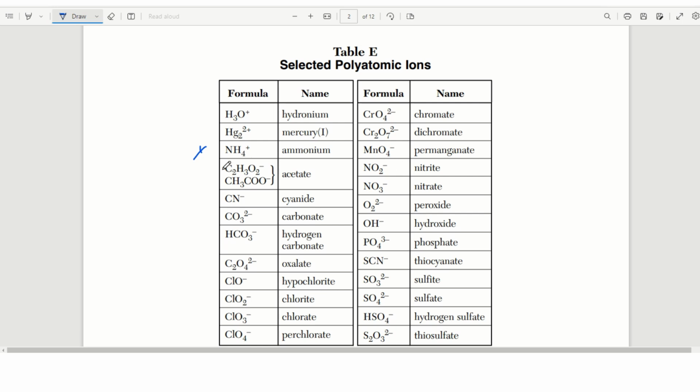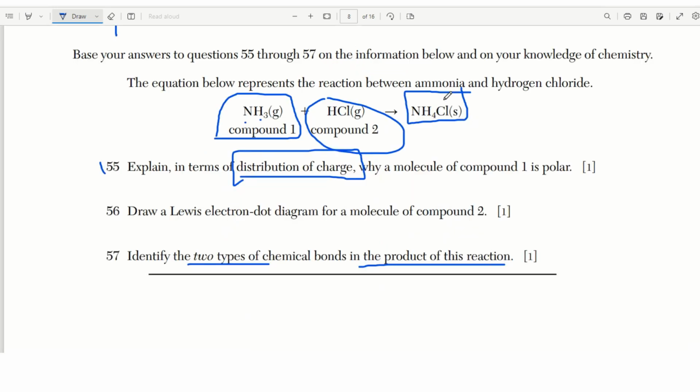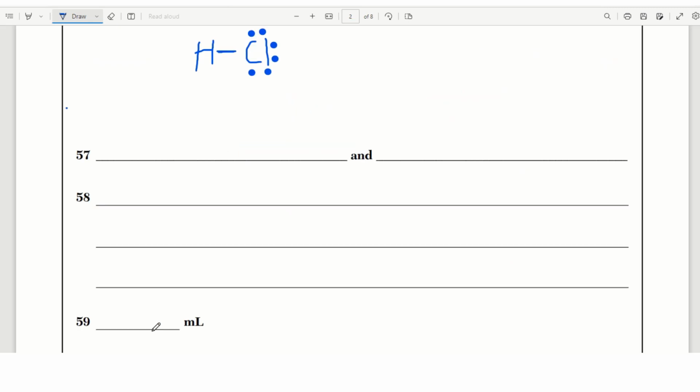What do I know? These are non-metal bonded to non-metal. That's covalent, but it has a charge. So when it bonded to Cl, it made it ionic. So the answer is going to be both covalent and ionic. Okay, there you go. That's the 2 kinds of bonds.